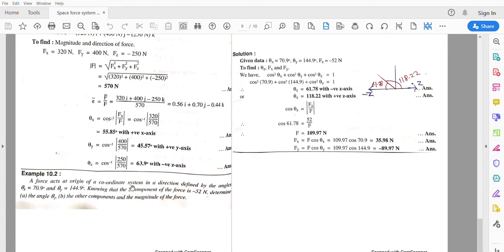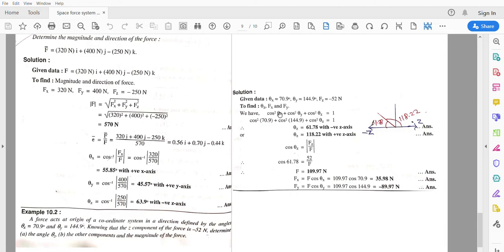In the third question, theta x is given, theta y is given, and we are asked to determine theta z. Also Fz is given, so theta x, theta y, and the component of the force along the z axis are given. It's minus 52 Newton. We are asked to determine theta z, Fx and Fy. For that we have one equation we already discussed: cos square theta x plus cos square theta y plus cos square theta z is equal to 1.